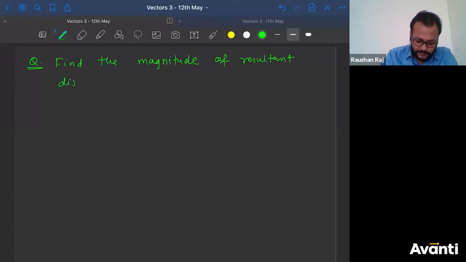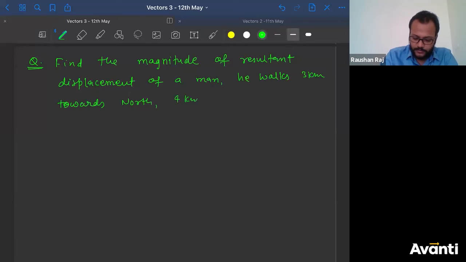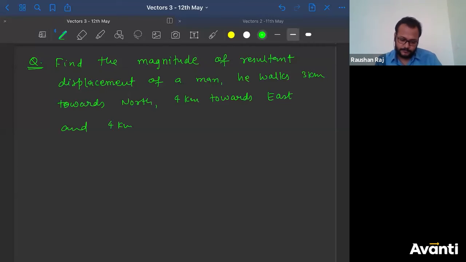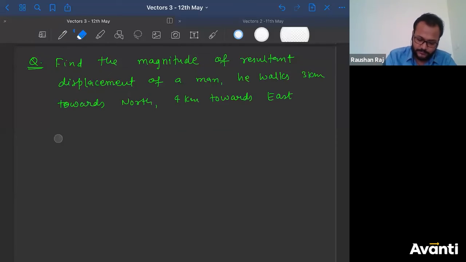resultant displacement of a man if he walks 3 kilometers towards north, 4 kilometers towards east, ठीक है, and 4 kilometers towards west. और पहले ऐसे ही करता हूँ, इधर ही करो, ये आसान क्वेश्चन करता हूँ, बहुत आसान.